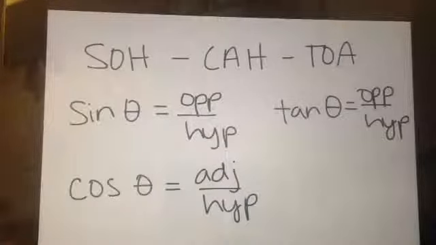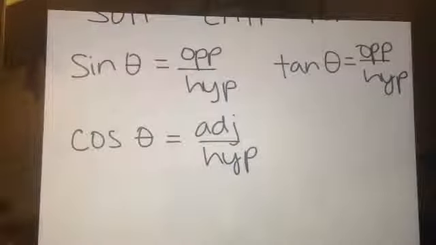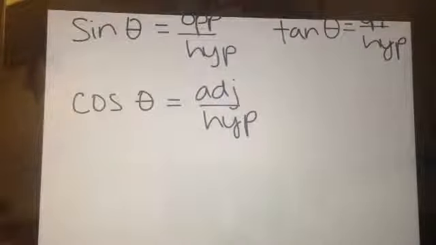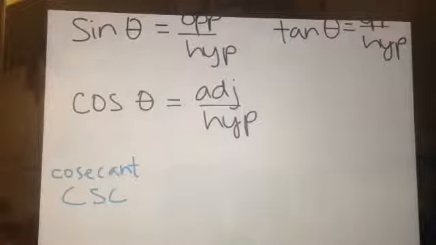Now there are three more trig functions. They are cosecant, secant, and cotangent. The first one we're going to look at is cosecant. If you want to write out the whole word, you can. Cosecant, that's how the whole word is spelled. Cosecant of theta is just the opposite of sine theta, so it's like if you flip it, so it's hypotenuse over opposite.